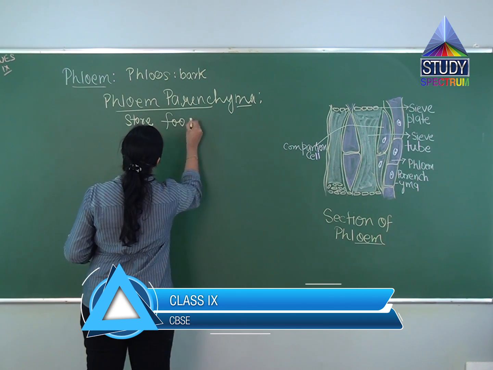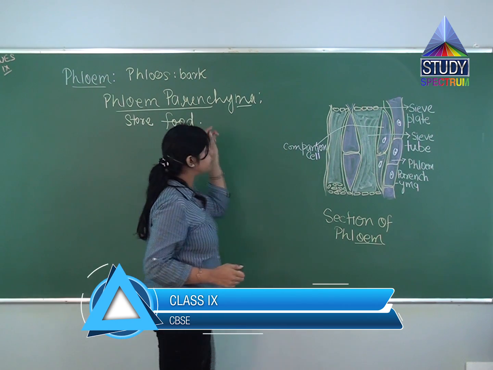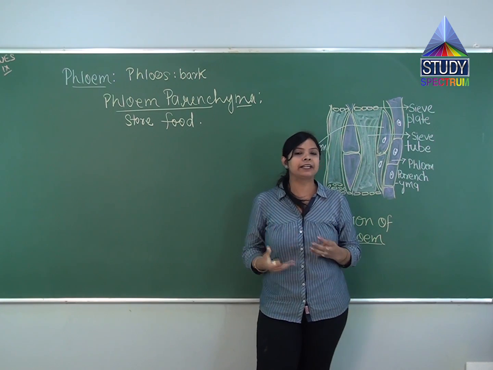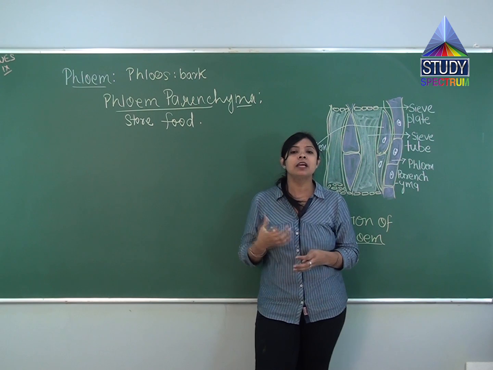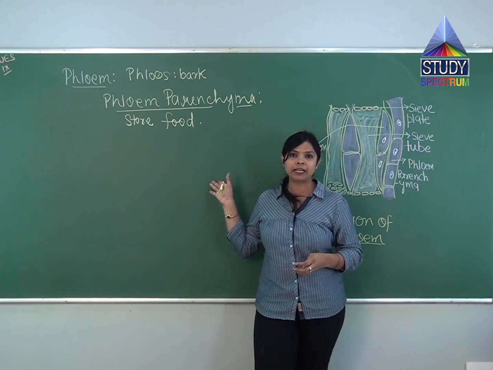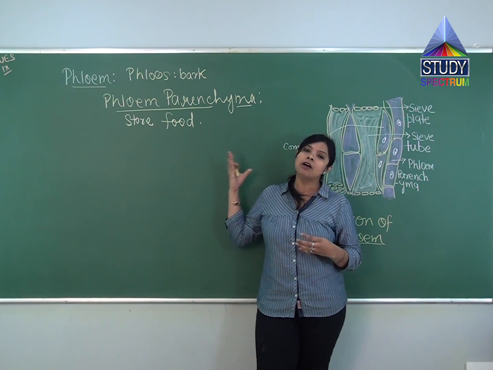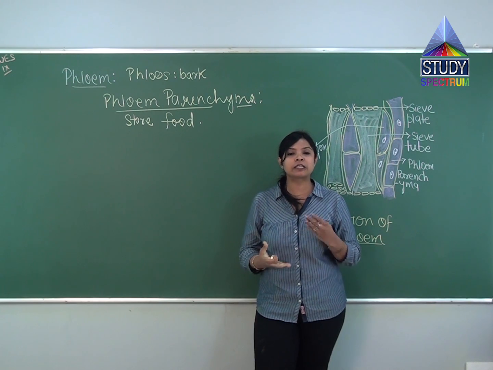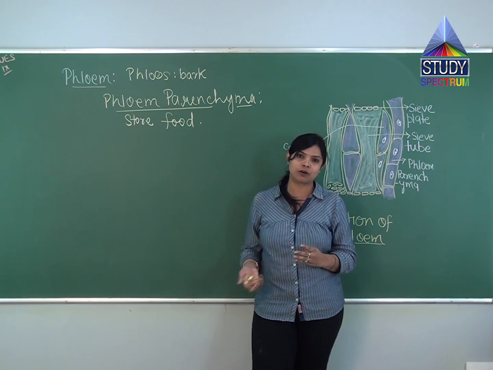So as we have seen, parenchyma is a simple permanent tissue and it forms the basic structure of the plant, and it also stores food. So here in phloem parenchyma, it also helps to store the food. Otherwise, what is the next function? It has slow lateral conduction of food.